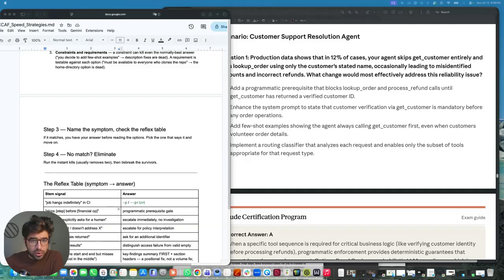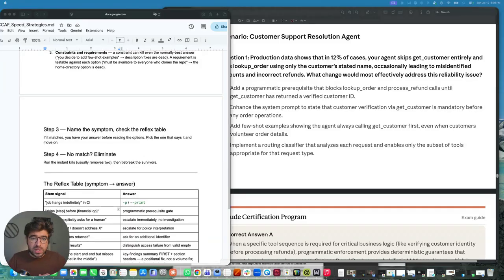So what we do here is we know that this is a situation where we have skipped something before something that caused a financial consequence. And so we know that our answer needs to require a programmatic prerequisite gate. Here's the principle underneath it that you need to tattoo on your brain, because it's the single most tested idea on this exam. Prompts are probabilistic, code is deterministic.